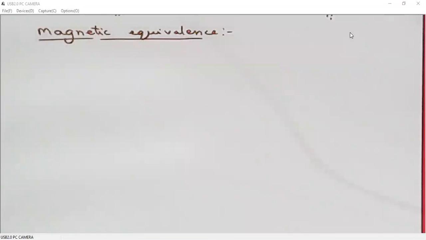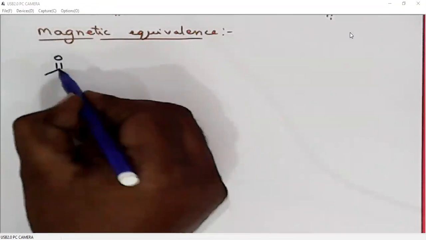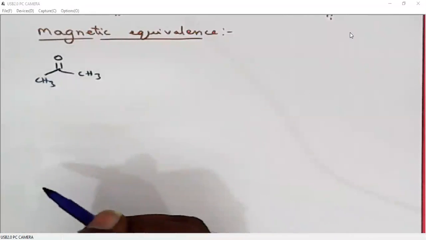We know chemically equivalent protons. In a similar fashion, magnetically equivalent protons will also exist. Now we will look at this concept. What are chemically equivalent and what is magnetically equivalent?